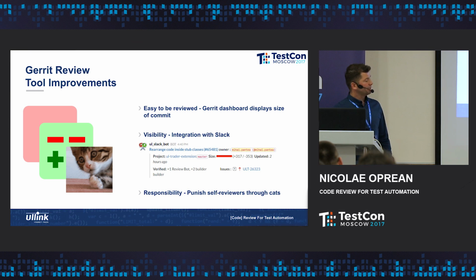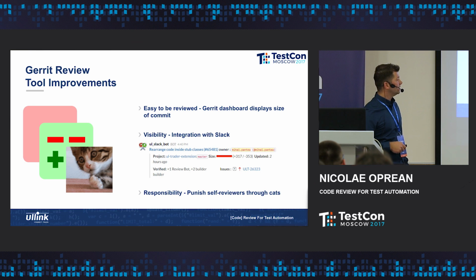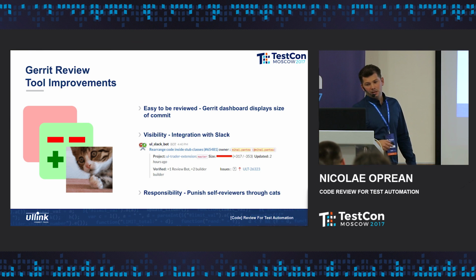Integration with Slack. Visibility on Slack channels. Probably you are using Slack. So whenever somebody commits something, the commit is visible on Slack. You have also additional information like the owner of the commit. You have the size of the commit, how many lines of code. You have even existing +1s or +2s, and the link to the Jira.